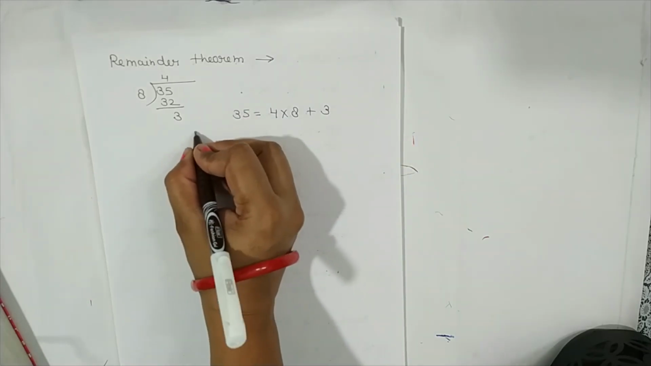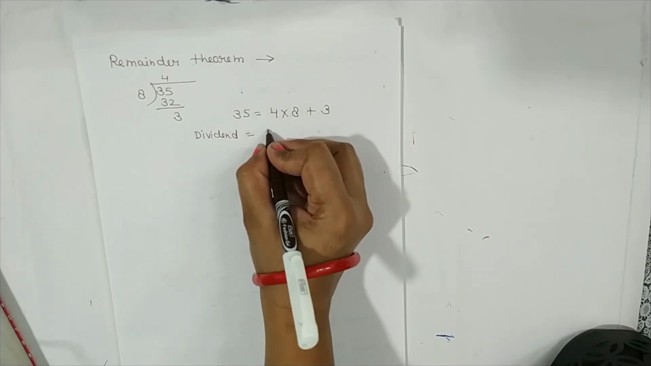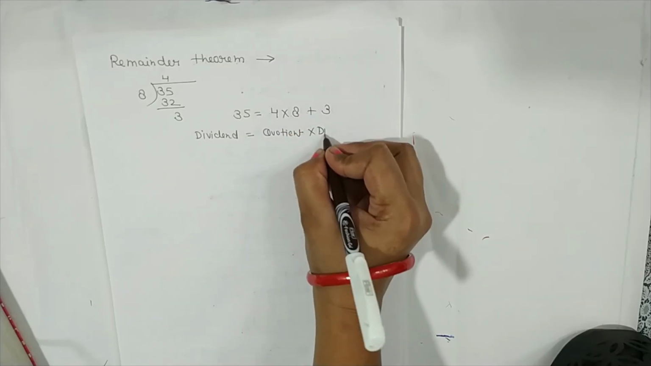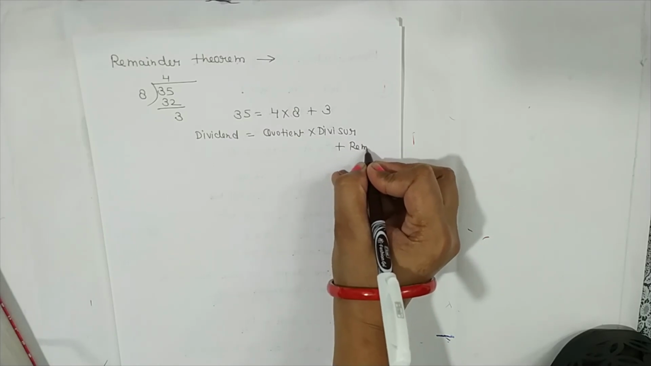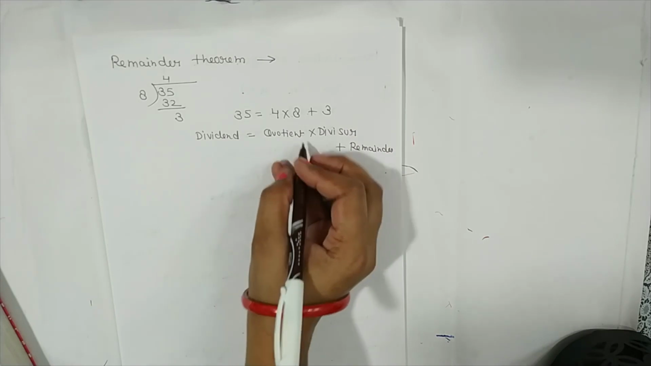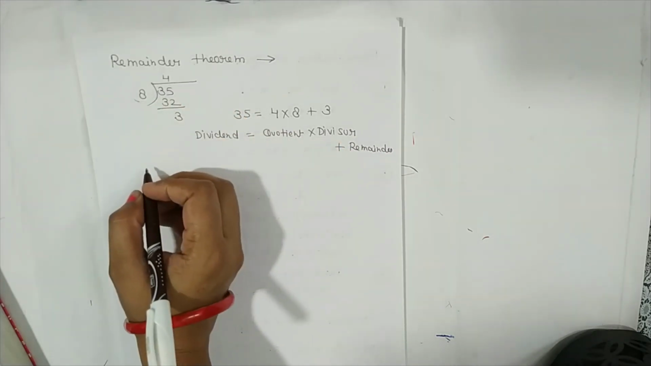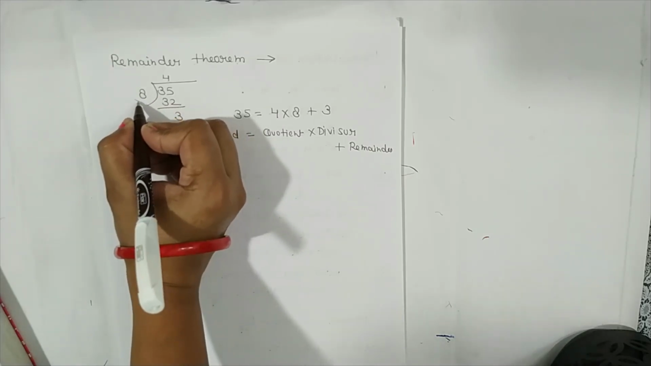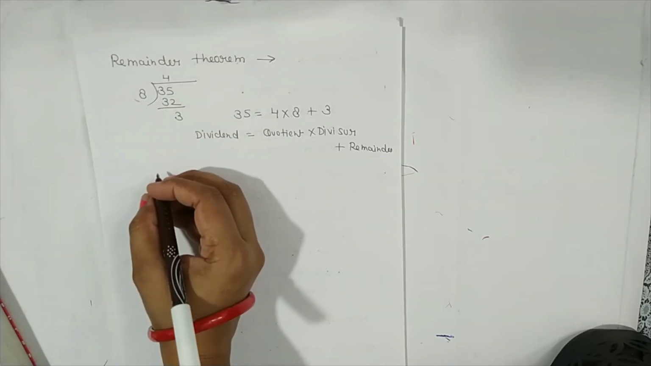So this is the dividend, is equal to, this is the quotient, this is called the divisor, and this will be the remainder. Here you can see the divisor is always less than the dividend and the remainder is always less than the divisor. This is clear.